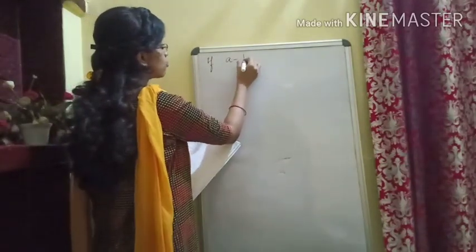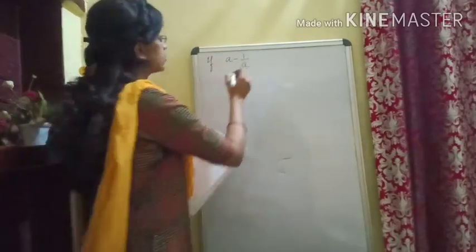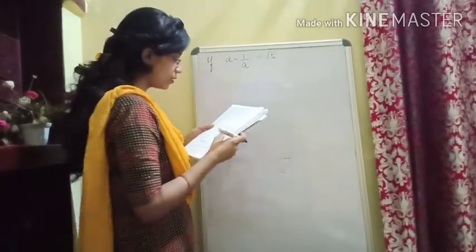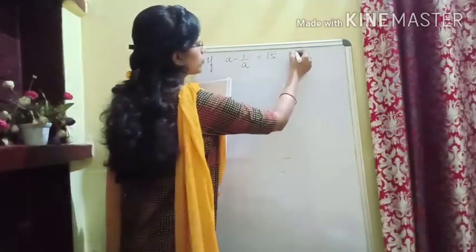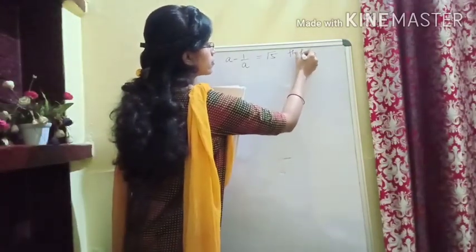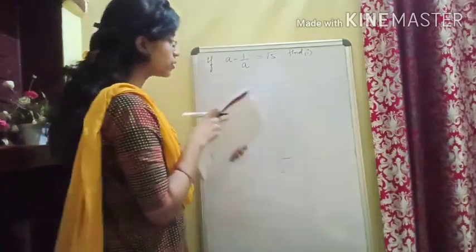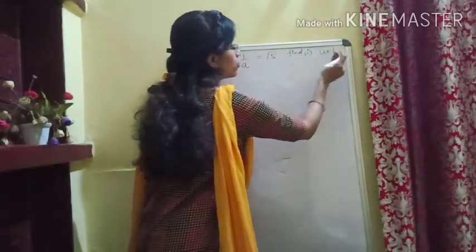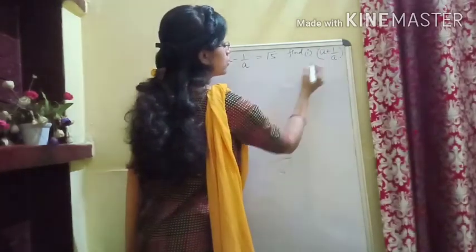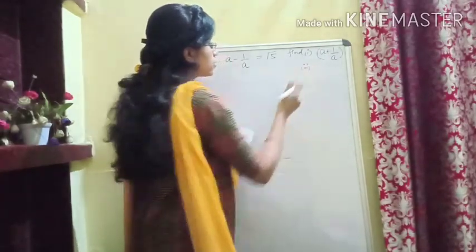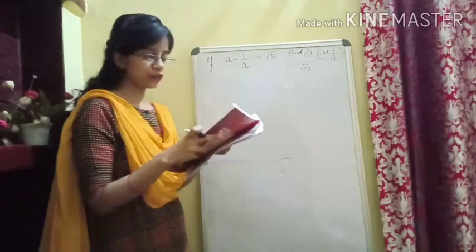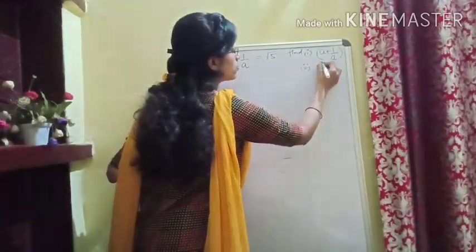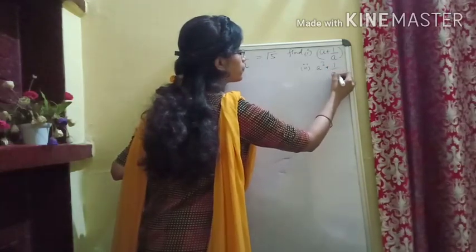Our next question is, if a minus 1 upon a equals root 5, then you have to find the values of, first, a plus 1 upon a, and second, the value of a cube plus 1 upon a cube.